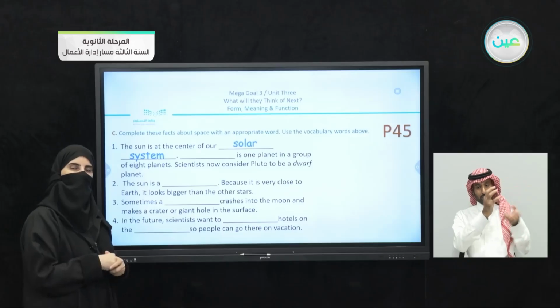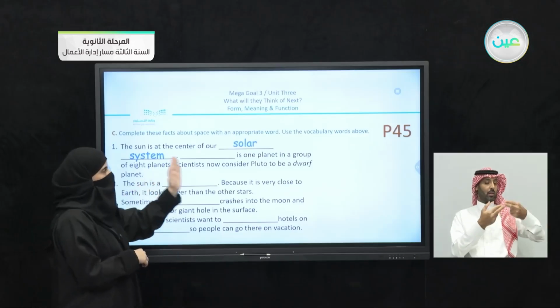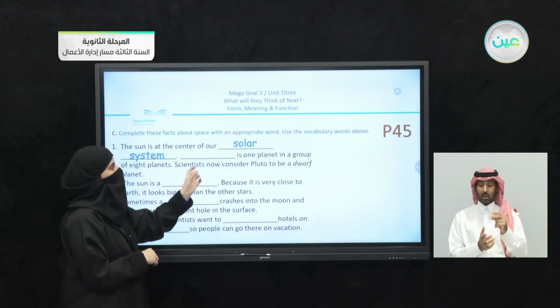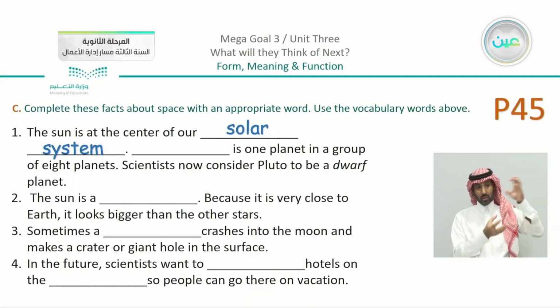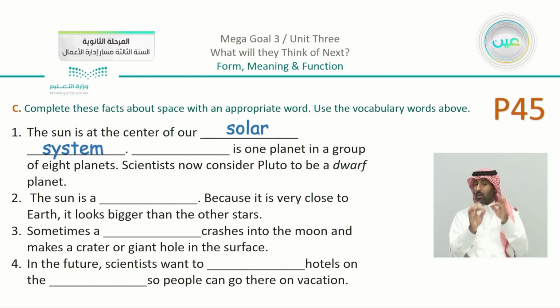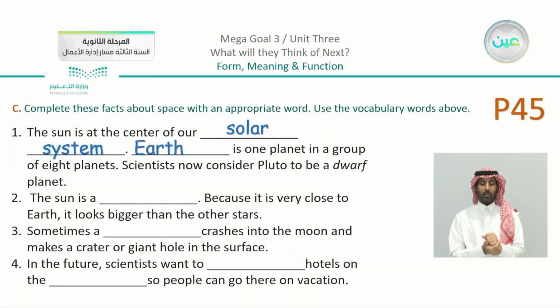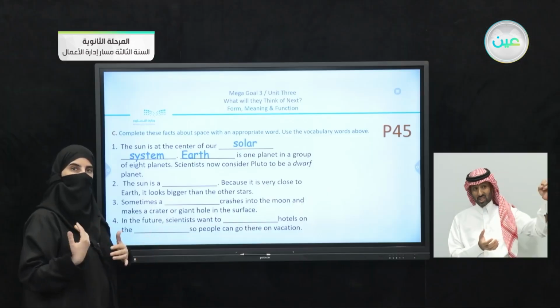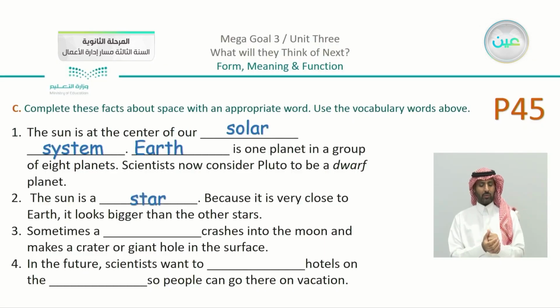Okay, so we have here 2 words. And then starting with the other sentence, blank is one planet in a group of 8 planets. So we are talking about, of course, we're going to choose our beloved planet, which is planet Earth. Completing, we have scientists now consider Pluto to be a dwarf planet. We have number 2, the sun is a blank. So we had the example in the last lesson. What is the sun? We have here the sun is a star because it is very close to Earth. It looks bigger than the other stars.